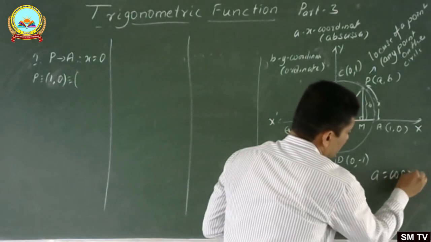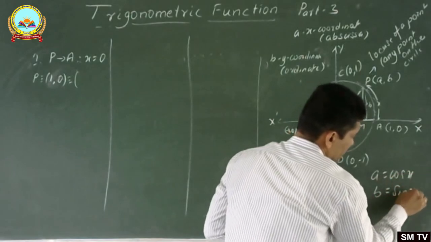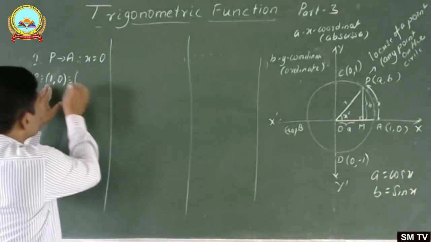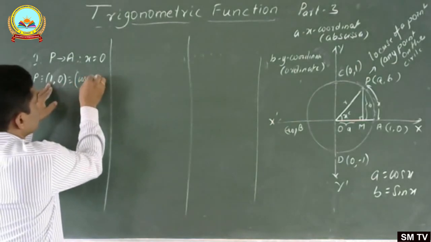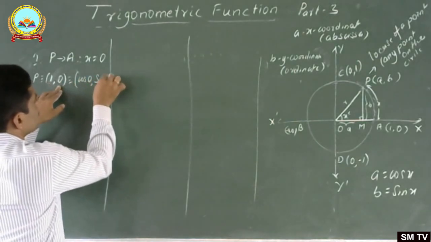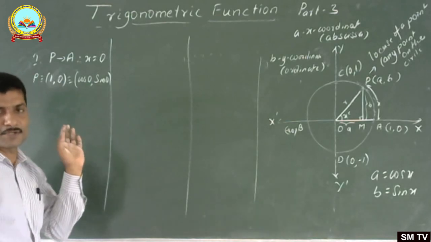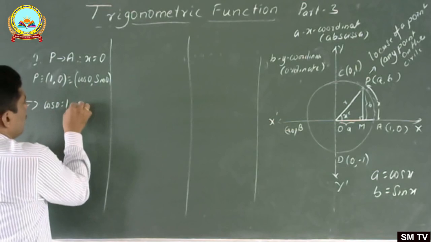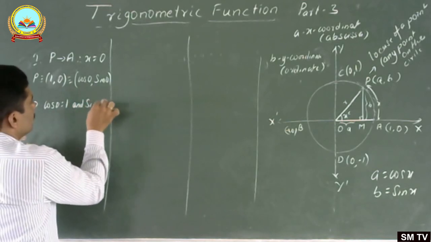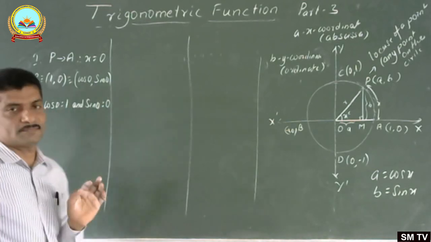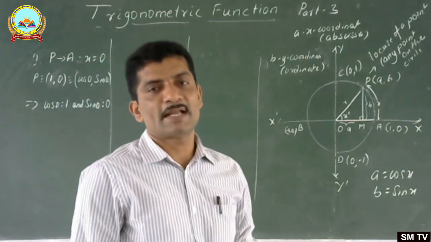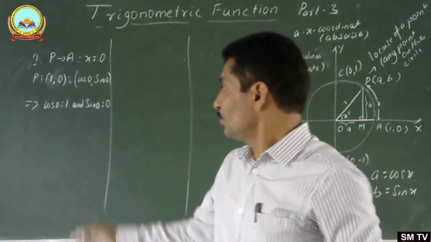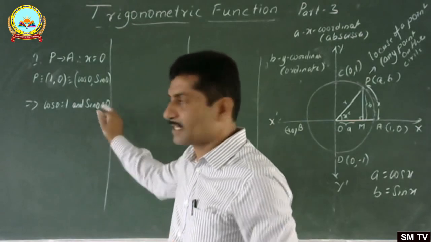A means cos x and B means sin x. Its value is equal to cos x, where x is 0, so sin of 0. It implies cos 0 is equal to 1 and sin of 0 is equal to 0. Cos 0 is equal to 1 and sin 0 is equal to 0 in the first case.